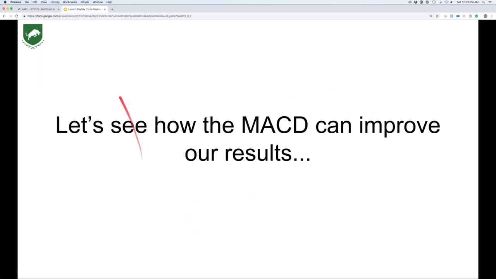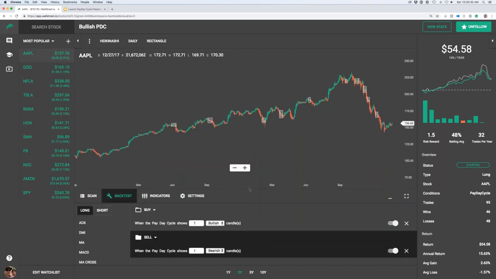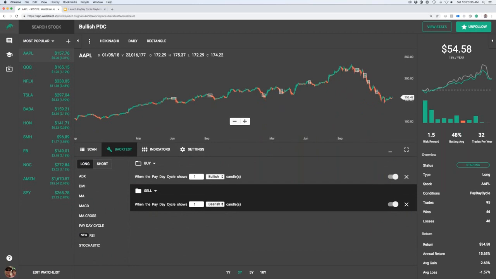So let's look to see how this MACD can quickly improve our results. What I'm going to do right now is put the MACD into our backtest. What's cool about this backtest we built: one, it's drag and drop. Two, the results are instant. You don't have to wait for them. But three, you can stack indicators by creating AND conditions as well as OR conditions. So let me show you how that works.